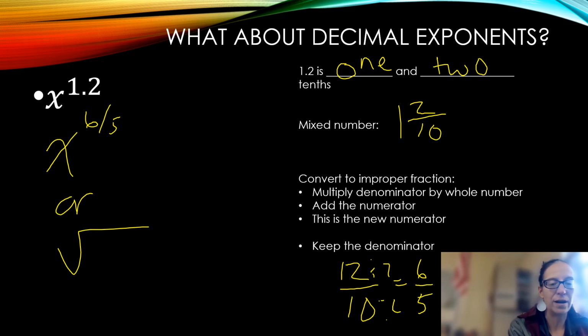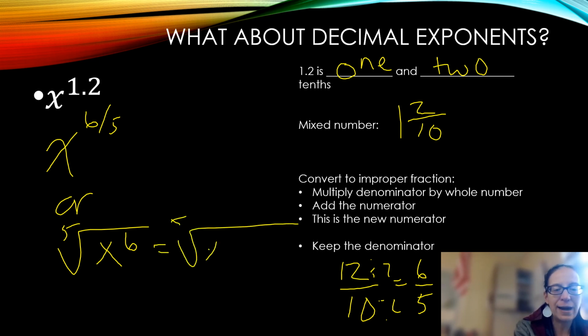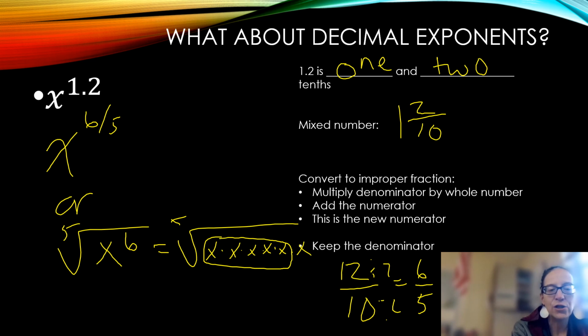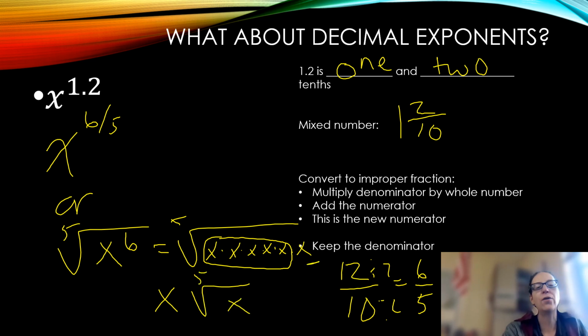the 5th root of x to the 6th power. Some people have done this and they noticed, oh, Miss Taylor, you can simplify that because this would be x times x times x times x times x times x, and we're looking for a group of 5. So the fifth root of x to the fifth is x, and then they'll have that one x that's still under there.